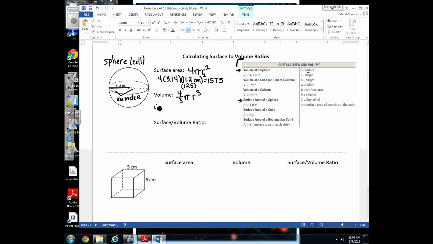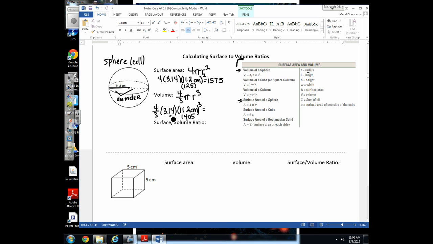For volume, we have 4/3. Pi is 3.14. Radius, again, is 11.2 centimeters. But remember that we have to cube it. When we cube that number, we get 1,405. Note, you're not going to have a fancy calculator on the AP exam. You're going to have a 4-function calculator. So you need to make sure that you can multiply these numbers using a very simple calculator.